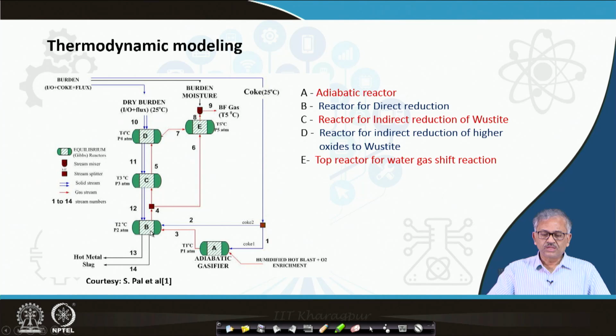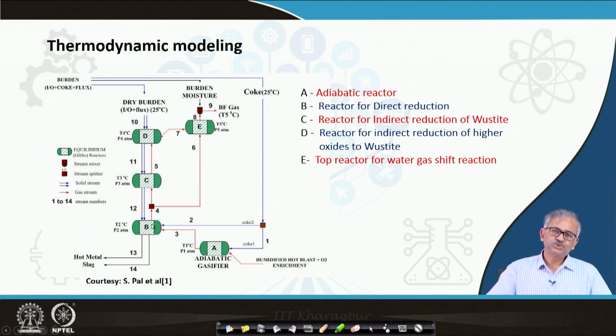Reactor B is called the reactor for direct reduction. Basically I call it that because it is a high temperature reactor. A certain amount of coke will participate in the direct reduction, so I am splitting the coke here. How much coke I will give for the direct reduction has to be estimated by an iterative method. I will come to that. So, I will carry out some amount of direct reduction.